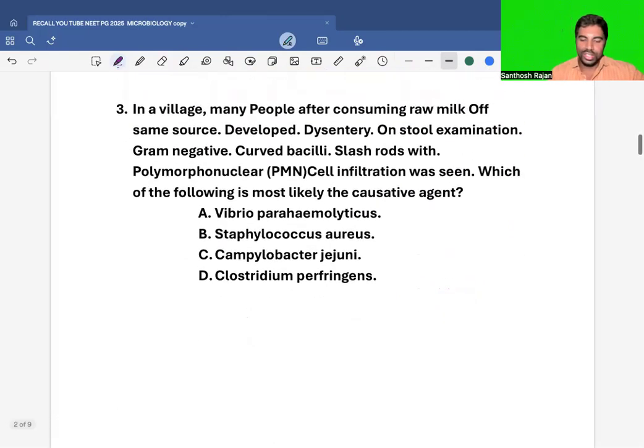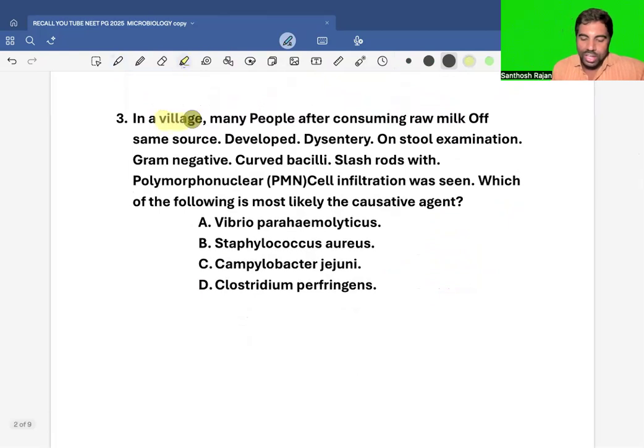Next question. Here you can see, in a village, many people after consuming raw milk from the same source developed dysentery. On stool examination, gram-negative curved bacilli, that is basically rods. Ideally here it is like a rod, a bacilli or rod. I don't know what was given. What is important here is that polymorphonuclear cell infiltration was seen in the stool. So which of the following is the likely causative agent?